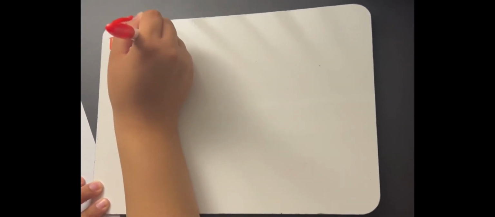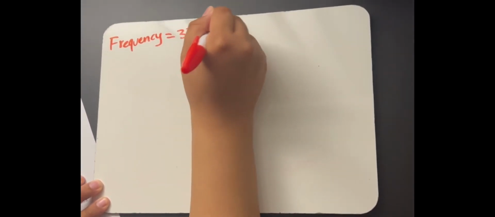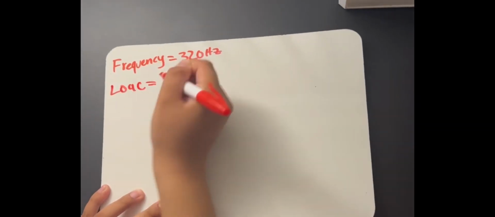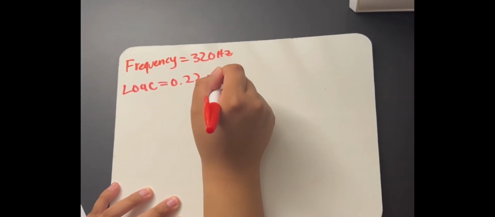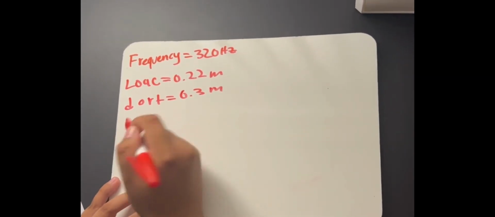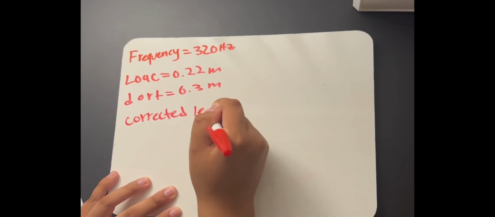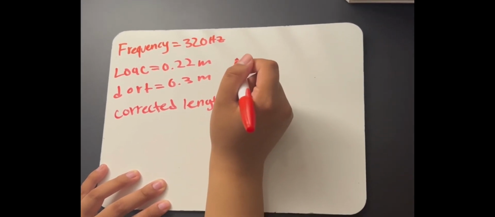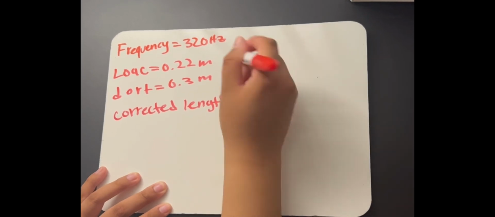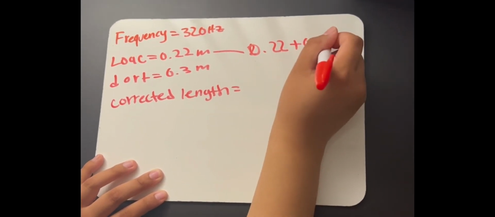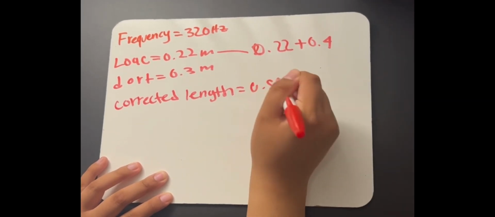A mathematical example of wave sound is traveling through air. The frequency used to create the sound wave on the resonance tube was 320 Hz. We first needed to calculate the length of the air column, which was 0.22 meters, and the diameter of the tube, which was 0.3 meters. We added those up, and then to correct the length, we added 0.4 of the diameter of the tube. The corrected length came out to be 0.52 meters.